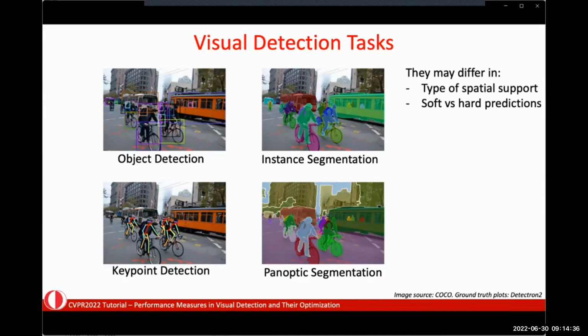These four tasks mainly differ in the type of spatial support they use, but they can also differ in the type of confidence scores. While object detection, instance segmentation, and key point detection tasks associate a floating point confidence score with each detection, the panoptic segmentation task uses a confidence score of 1 for all of its detections. We call such detections hard predictions. So it is desirable for a visual detection performance measure to handle all these different cases.